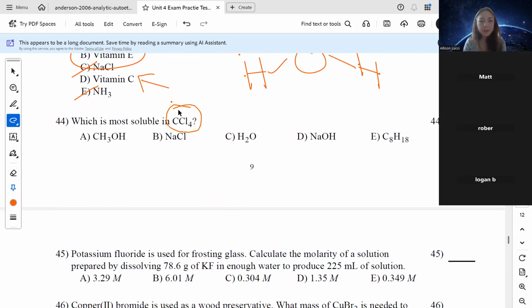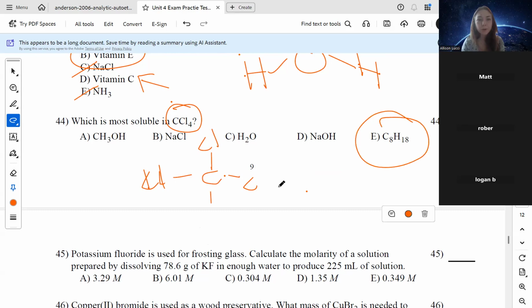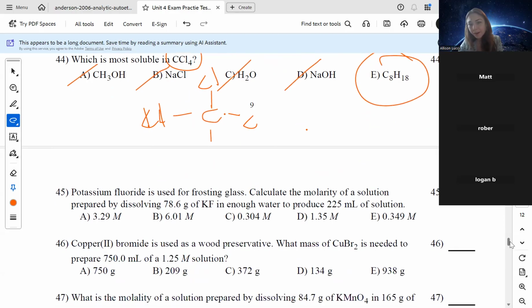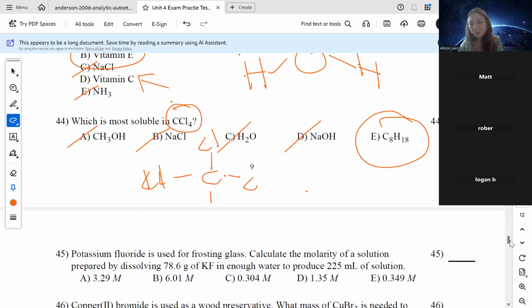Number 44, we can look at the structure here. We want to know what's most soluble in carbon tetrachloride. It'll take me an hour to draw it here, but it's CCl4. It'll be a non-polar molecule, right? Carbon in the middle, four equal bonds. So what's most soluble? The other non-polar compound. Sodium hydroxide's ionic, water's polar, ionic for B, and then A is also polar. When we want to know what's most soluble in something else, we think about like dissolves like. So we have a nonpolar molecule, carbon tetrachloride, and octane, C8H18, would be most soluble.